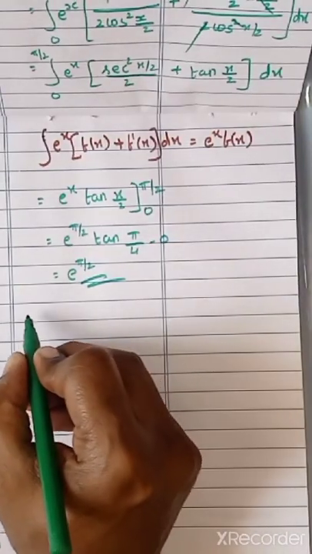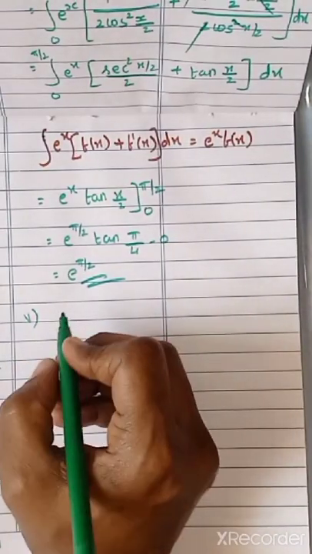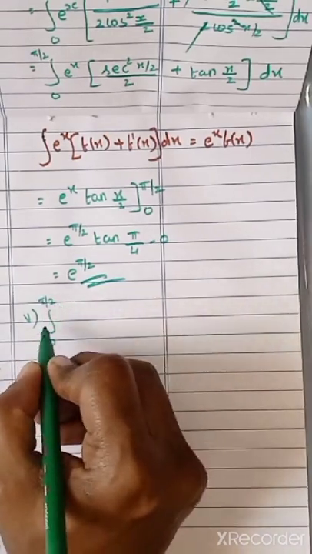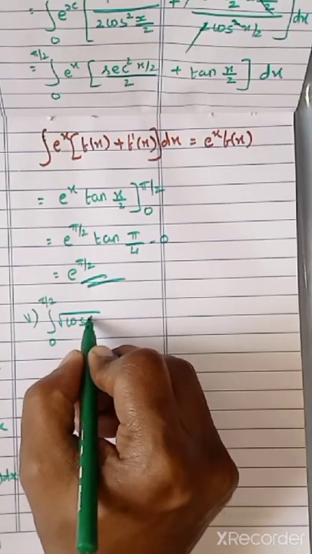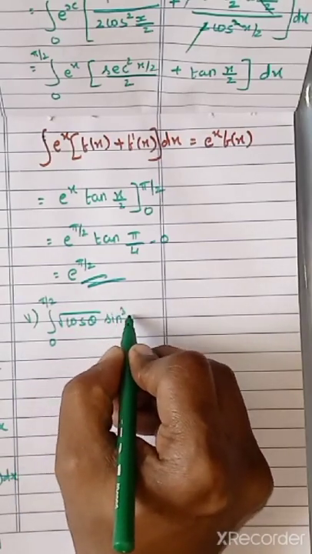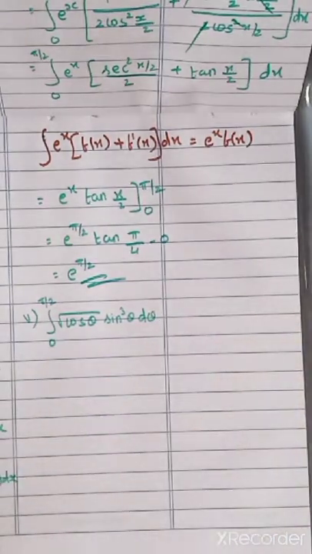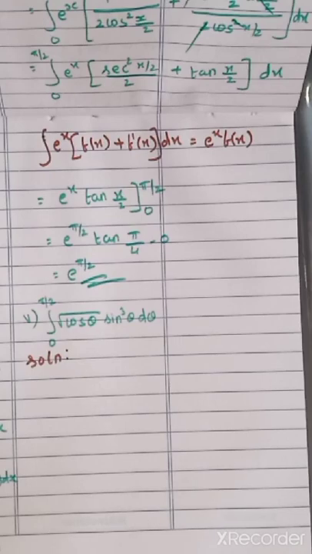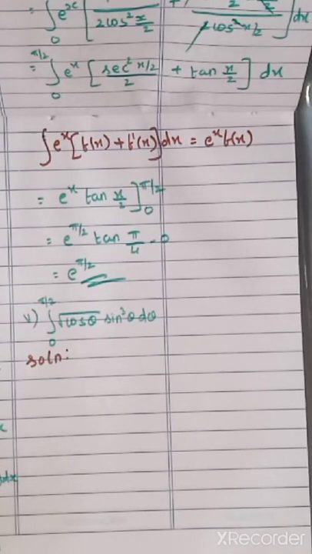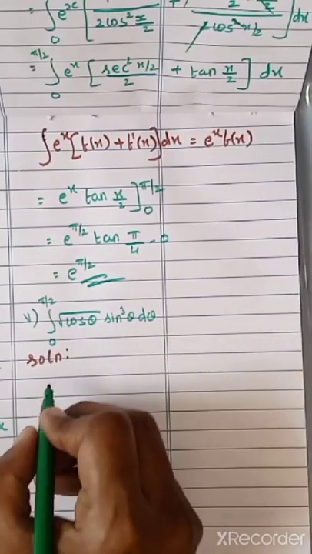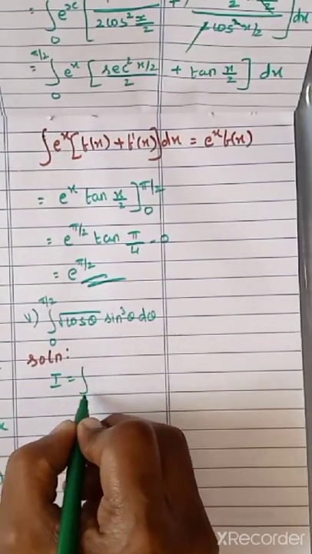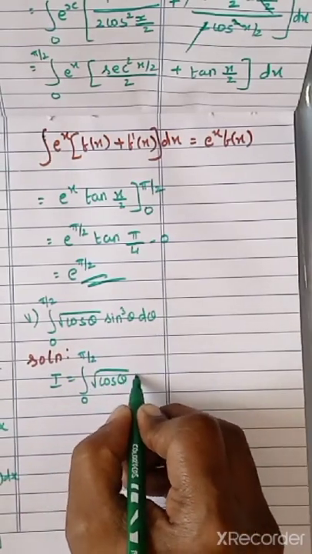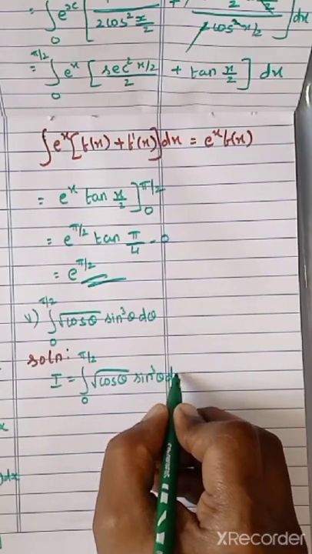Next, fifth subdivision. Integral 0 to pi by 2 square root of cos theta into sin cube theta d theta. Solution. Okay, here we are going to use substitution method. So whatever is given, that we are going to take as I. I equal to integral 0 to pi by 2 square root of cos theta into sin cube theta d theta.